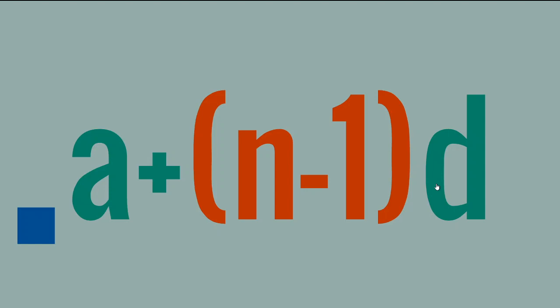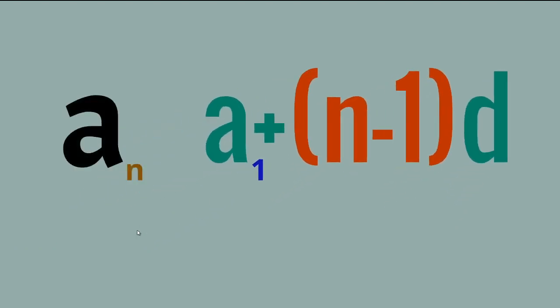Now a plus n minus 1 times d, and a I can write it as a1 because it's the first term, right? Now this is the nth term, right? So this is a formula with which you can calculate any term in the arithmetic progression. So if you know the first term a1, and if you know the difference d, then if you want to find the fourth term, substitute n is equal to 4. If you want to find the fifth term, substitute n is equal to 5. If you want to find the 100th term, just substitute n is equal to 100. So you see the beauty of having a formula.